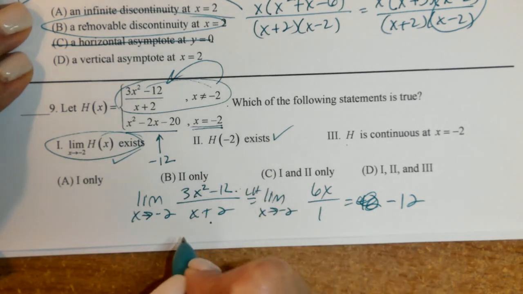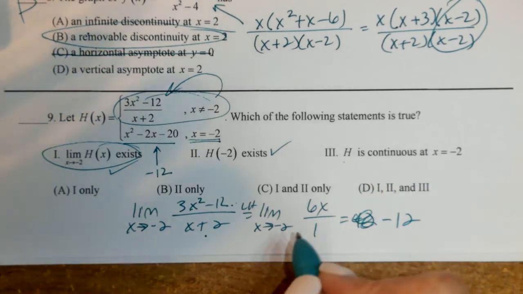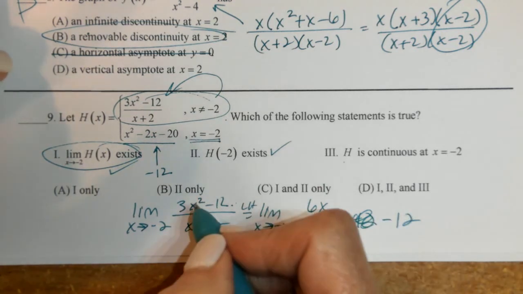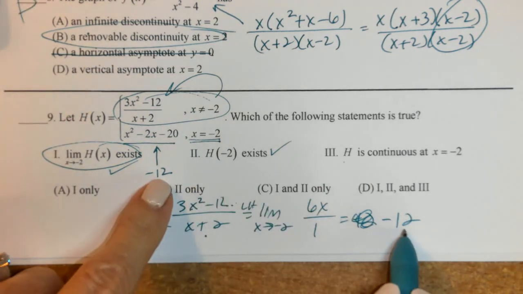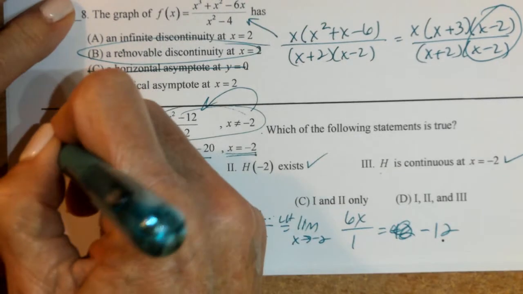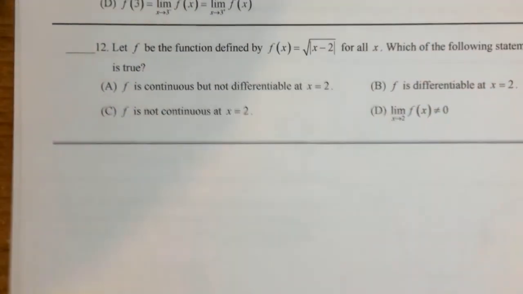Yes, it does exist. Is h continuous? Well, h is continuous if the limit from the left is equal to the limit from the right, which is equal to the function value. And since we got the same values here, we are continuous, so the answer is D, all of them. All right, a couple more here.